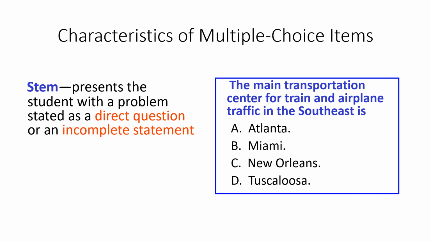Multiple choice items have 2 main parts. The stem, which presents the students with a problem, is typically written as a direct question or as an incomplete statement. In this example, the stem is: The main transportation center for train and airplane traffic in the Southeast is.